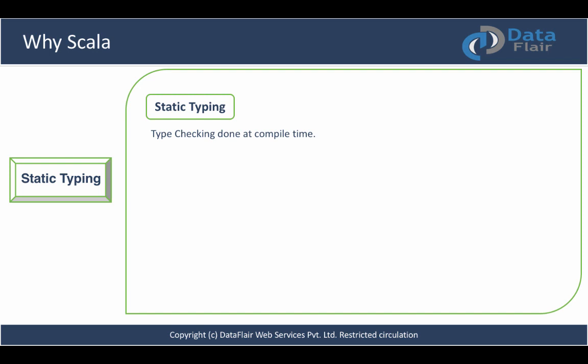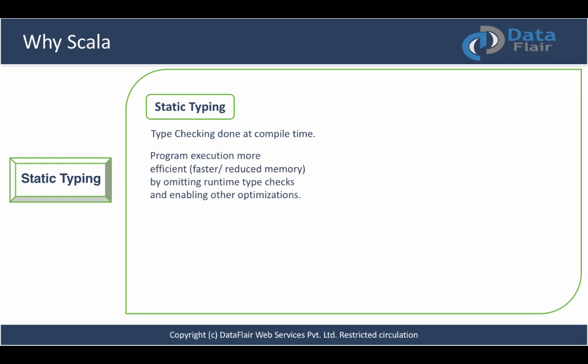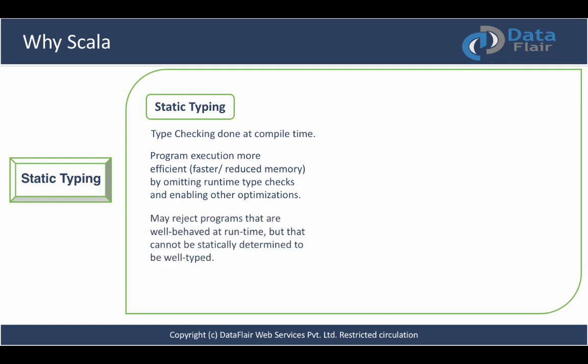In statically typed languages, type checking is done at compile time. Program execution can be made more efficient by omitting runtime type checks and enabling other optimizations. There are some disadvantages though with static type checking. It may reject programs that are well behaved at runtime but cannot be determined to be well typed at compile time. In a statically typed language, any bug that can be caught by the compiler will be caught at compile time, before the program has even started running.